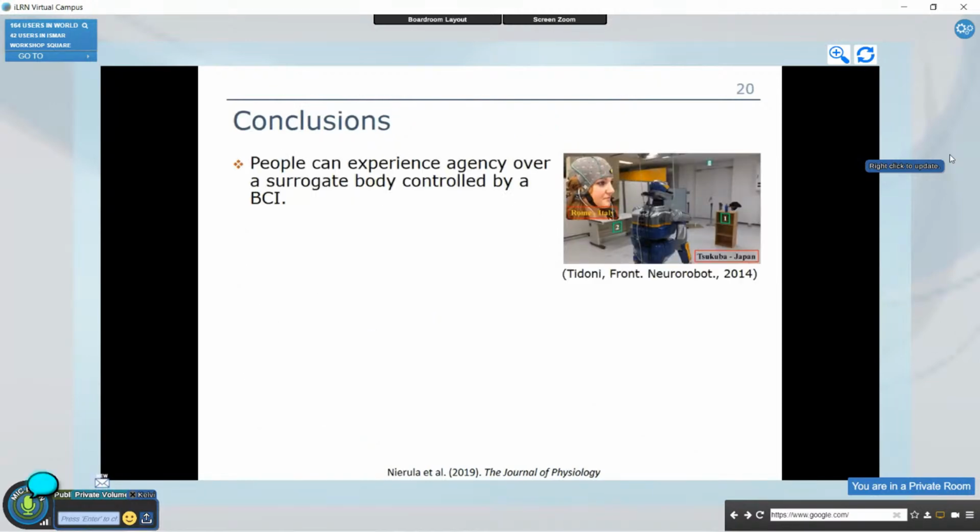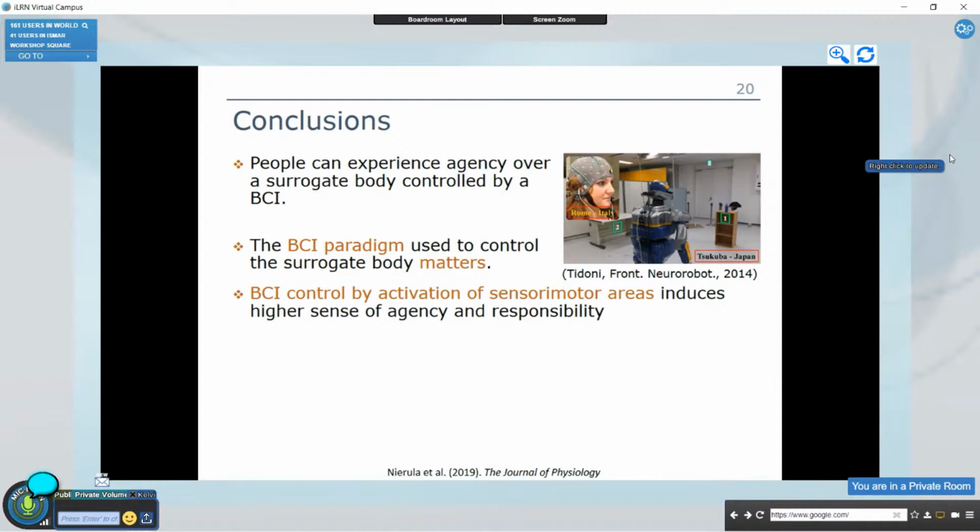Coming back to the situation described by Taidoni et al., where a person in Rome controls a robot in Tsukuba, we can conclude, based on the findings from our study, that people can experience agency over a surrogate body, in this case, a robotic body, controlled by a BCI. However, the BCI paradigm matters. BCI control by the activation of sensory motor areas induces higher control and responsibility. This is very relevant for neurorehabilitation and has ethical implications.